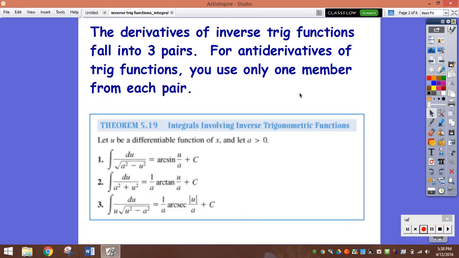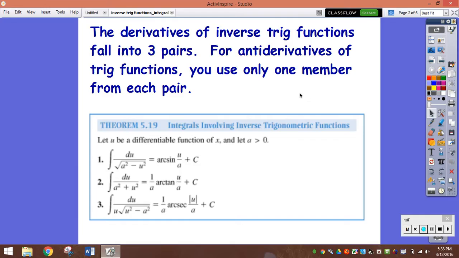The derivatives of inverse trig functions fall into three pairs. For antiderivatives of trig functions, you use only one member from each pair. So when we're looking at integrals, we are looking at the positive counterpart.